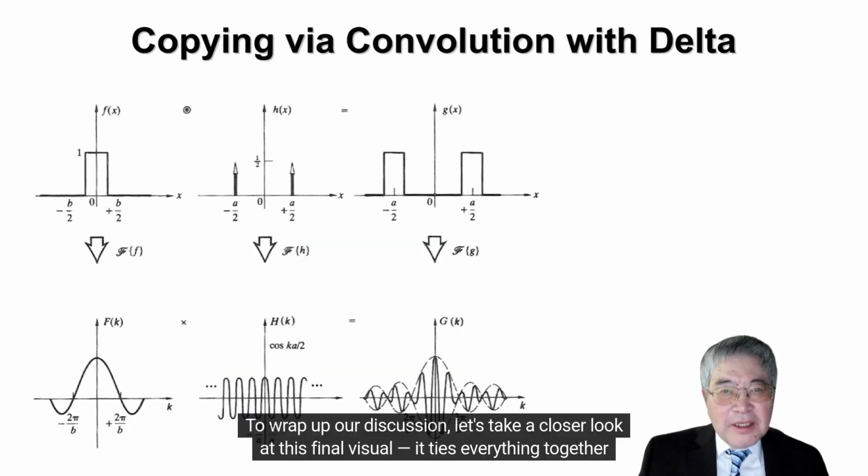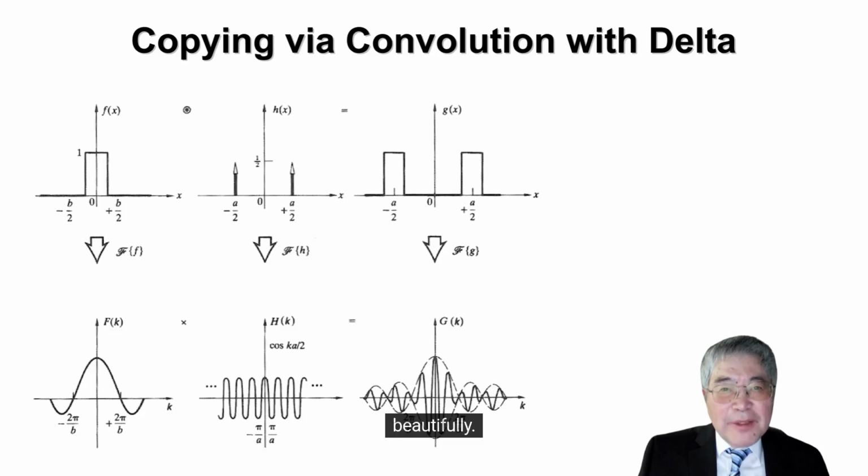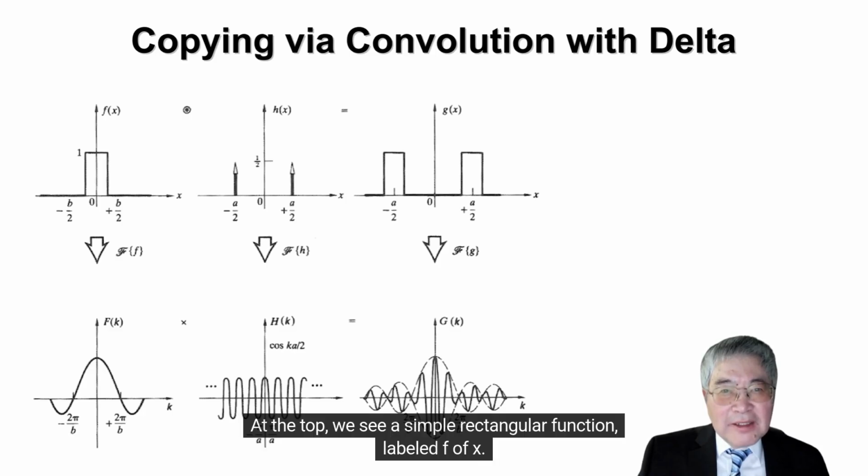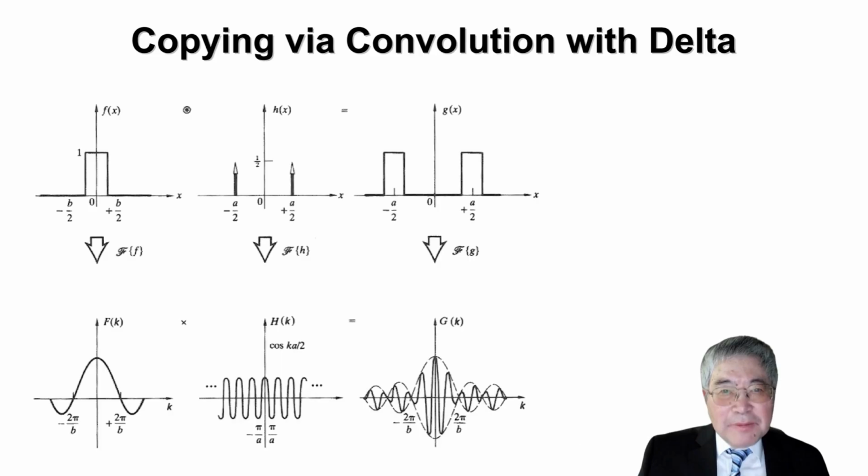To wrap up our discussion, let's take a closer look at this final visual. It ties everything together beautifully. At the top, we see a simple rectangular function labeled f of x. It's a block function centered at 0.